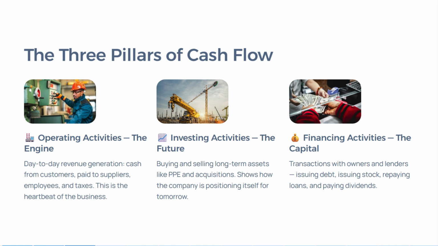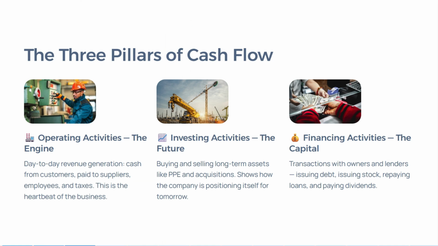Every cash flow statement is structured around 3 core pillars. You must know how to categorize transactions into these 3 buckets instantly. Operating activities, the engine. This represents day-to-day revenue-generating operations. It includes cash collected from customers and cash paid to suppliers, employees, and tax authorities. It is the core operational heartbeat of the business.